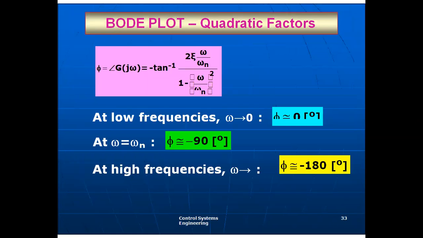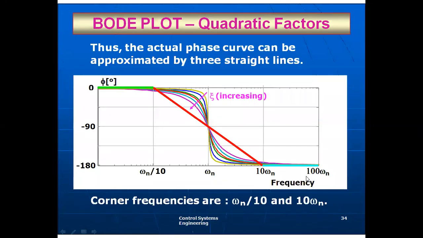Next is the phase angle plot. The phase angle is equal to minus tan inverse of 2 delta omega divided by omega n, that is the imaginary part divided by 1 minus (omega divided by omega n) square. At lower frequency you will get 0, when omega equals omega n you will get minus 90 degrees, and at higher frequency you will get minus 180 degrees. So we get a curve between minus 90 and minus 180. For a second order system there will be oscillations. This is the actual curve with some oscillations, whereas the approximate curve will be a straight line, this red line, with respect to frequency.